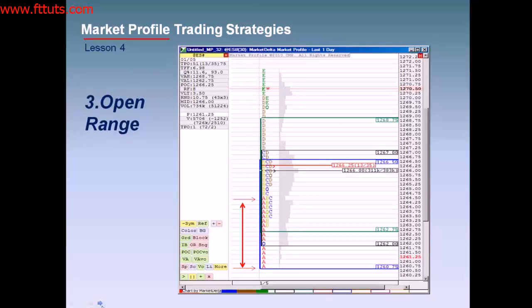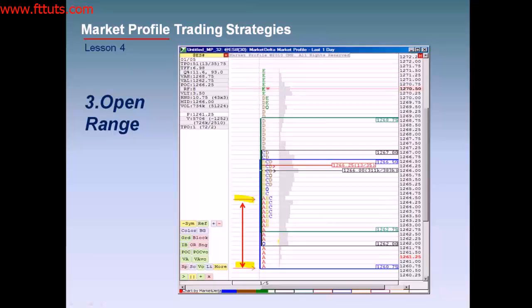All right, now the open range. The open range is basically the range of the price movement from when the market opened till the first half hour of trading. So we're only looking at the A period. That's really our open range. That's the very first period of the day. And even though market delta did not give us lines to identify for us the top and the bottom of this range, it should not be difficult for us to do that on our own.